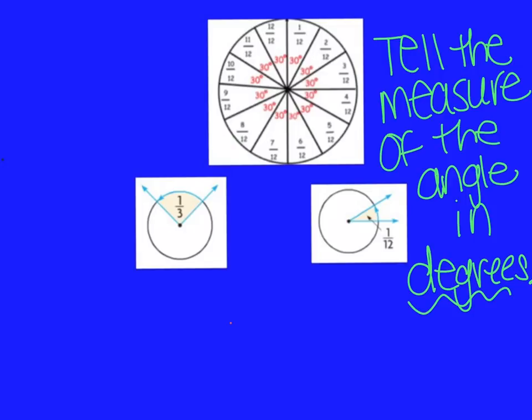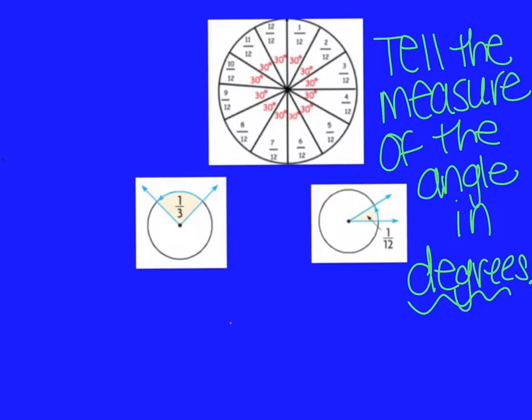Our directions are to the right, they're handwritten in, and they say tell the measure of the angle in degrees. So if 1/3 of this circle is filled in, we want to know the measure of the angle here in degrees. We also have one to the right. This is 1/12. Let's go ahead and take a look at these.